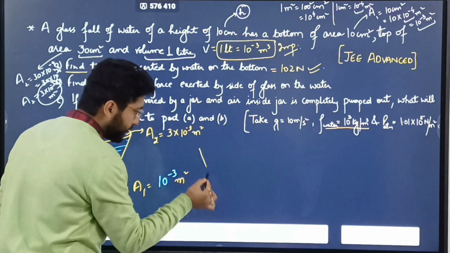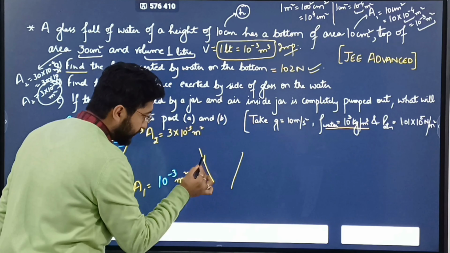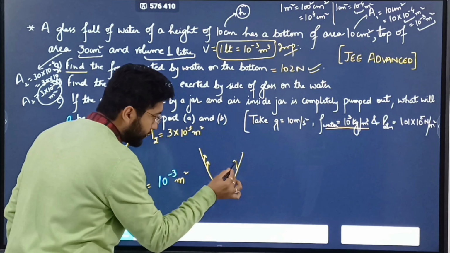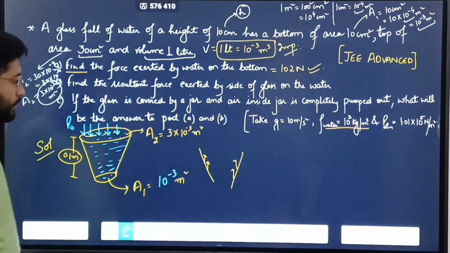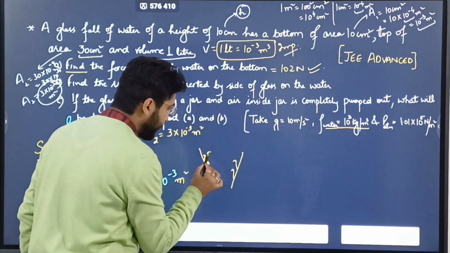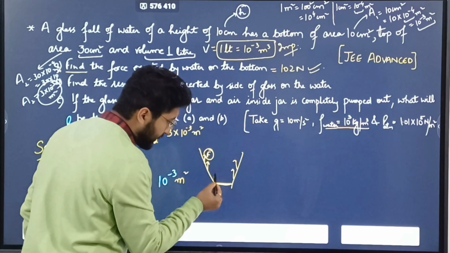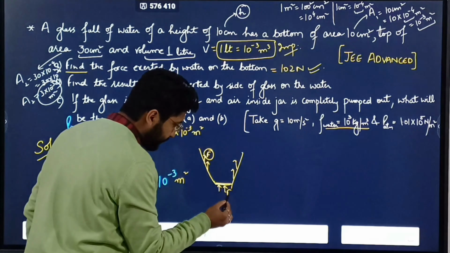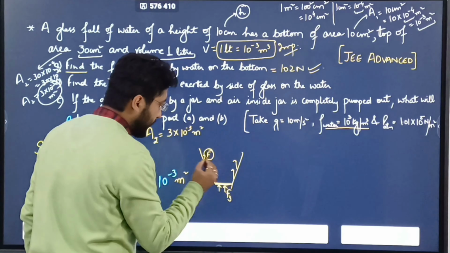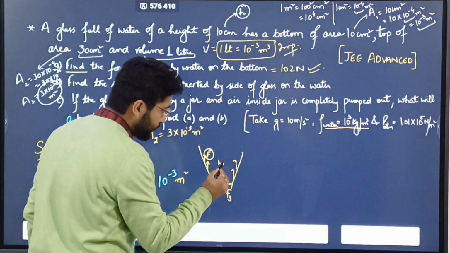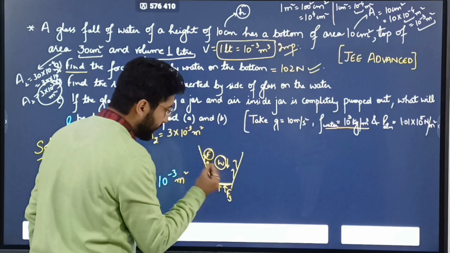Now we need to find what force will be acting by the glass on the water. Now this is a side force. Now we denote it by capital F. There is also a force which is acting by the glass on the water. We denote it by F3. And there is also a weight W which is acting downward by the liquid.